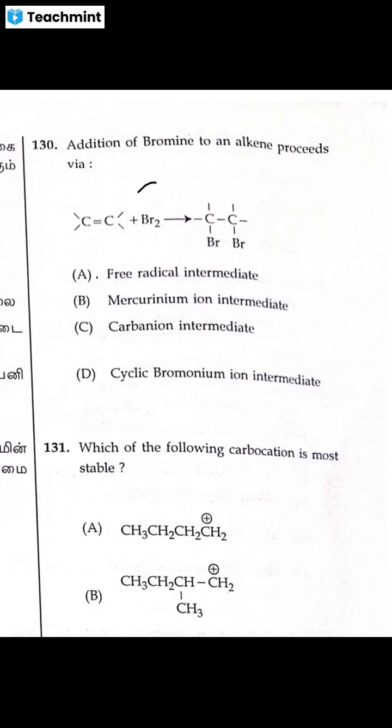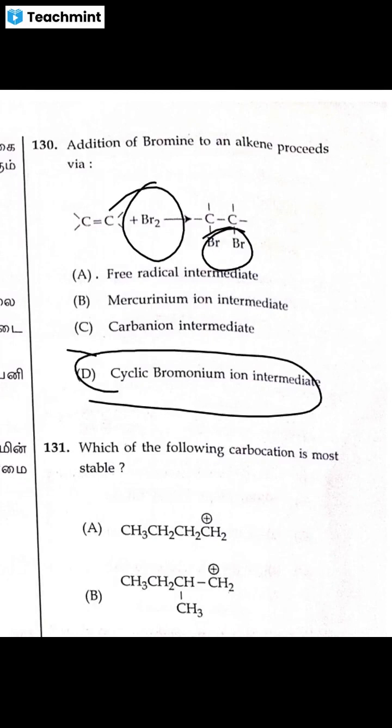Okay, that is the addition reaction, direct addition reaction. Bromine is added with the formation of a cyclic carbonium ion intermediate. Option D.